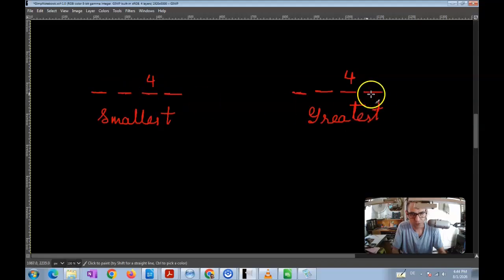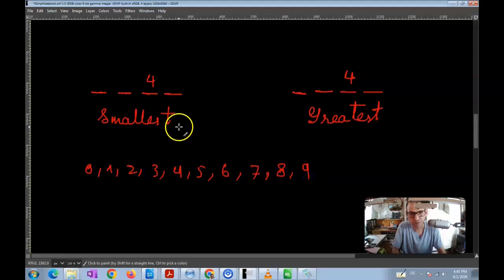For the remaining digits, you can pick any digit that you want, but you want to make sure that you're not going to repeat any of the digits. So what I'm going to do is that since this is going to be the smallest number, I can choose from 1, 2, 3, 4, 5, 6, 7, 8, and 9, right?